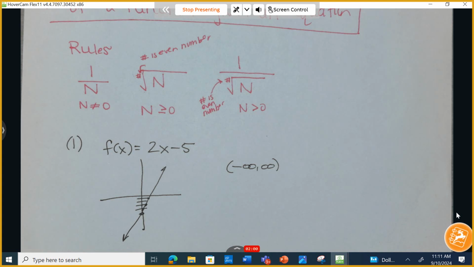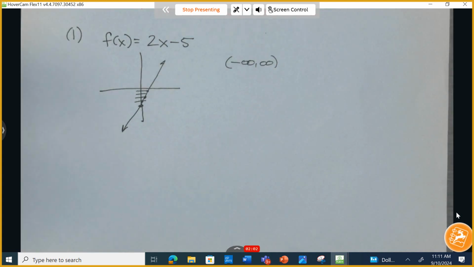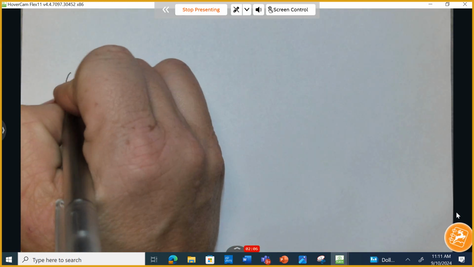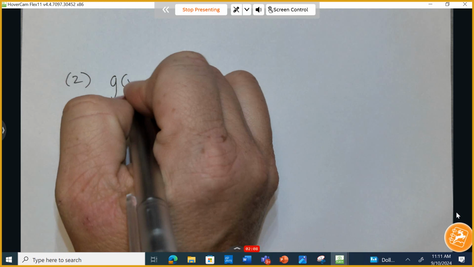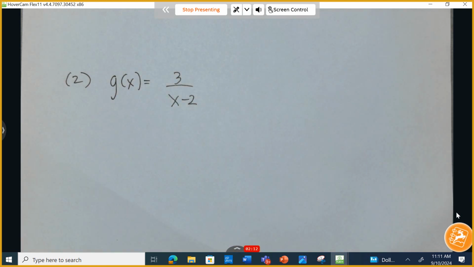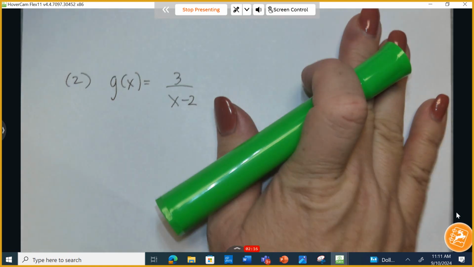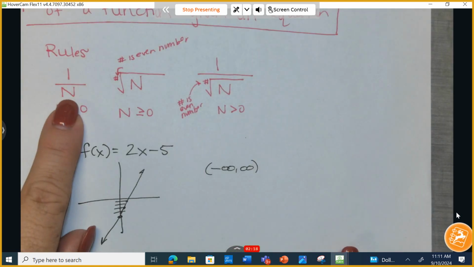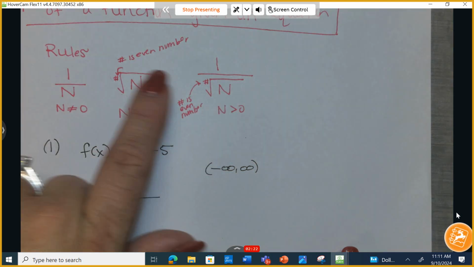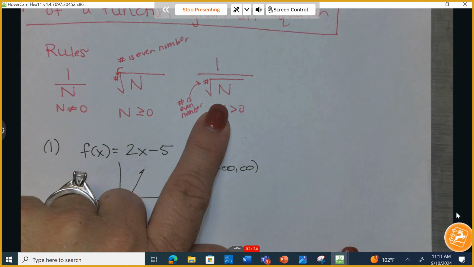Let's look at example number 2. Now, example number 2 does present a potential problem. So the first thing I want us to look at is the 3 rules. And again, here are the 3 rules. Are there any variables in the denominator, or do we have a radical, whether it's on top or on the bottom? We need to be aware of that.